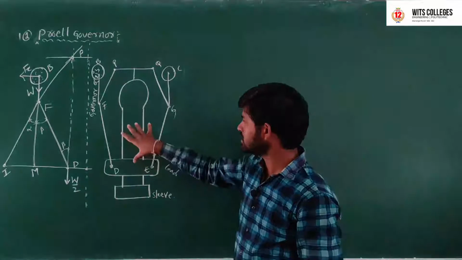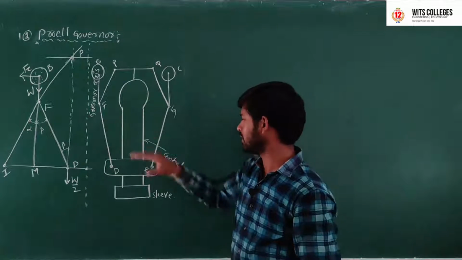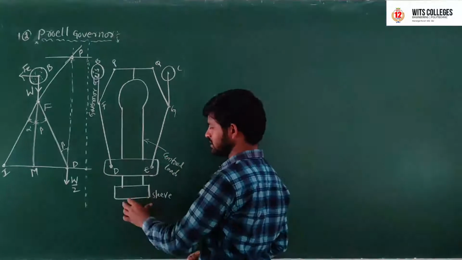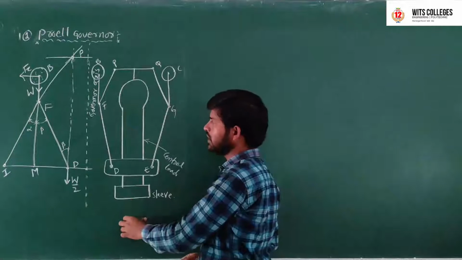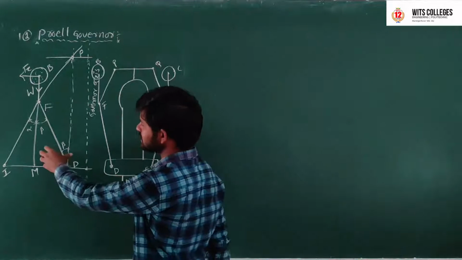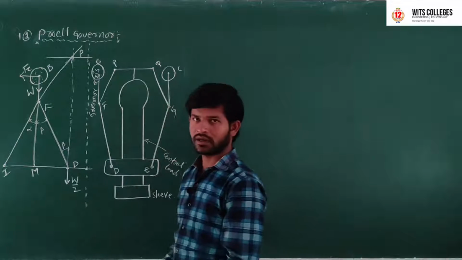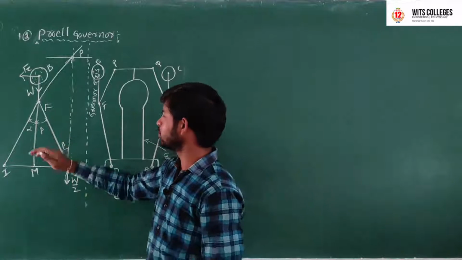Okay, this is the central load of the Proell governor. It has the central load, and this is the sleeve. Okay, here we draw the line diagram of the Proell governor.